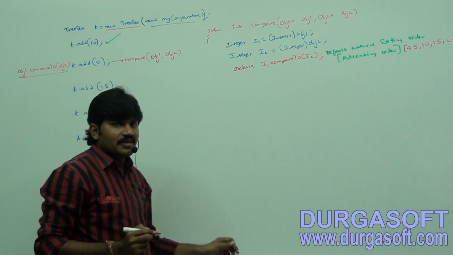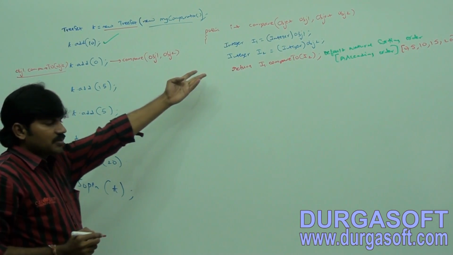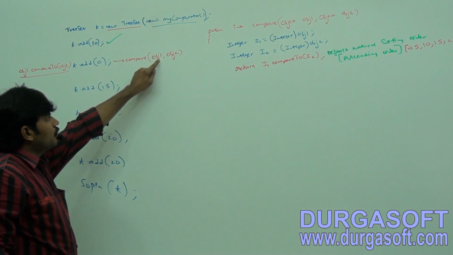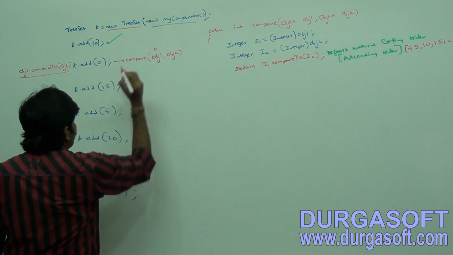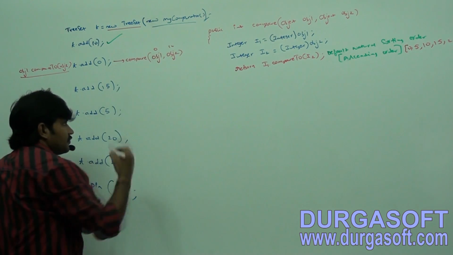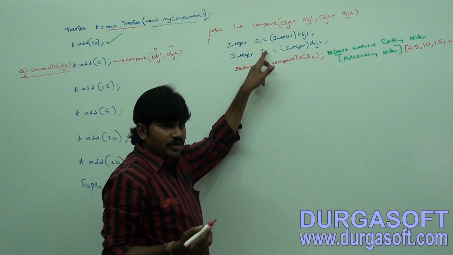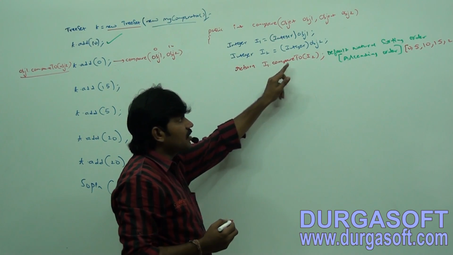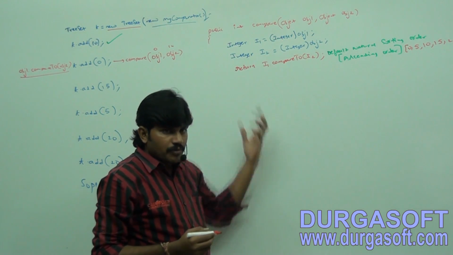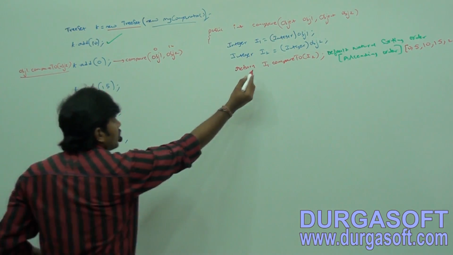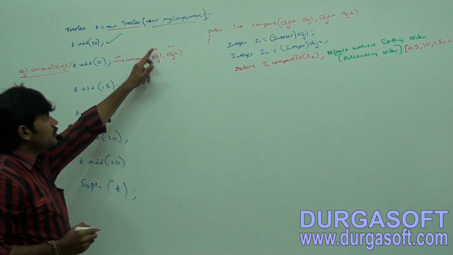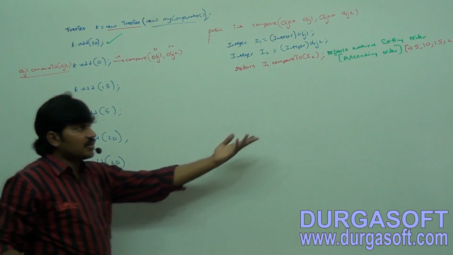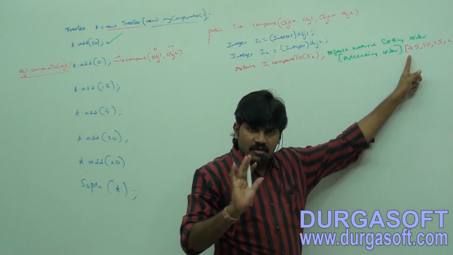JVM is going to call compare of obj1, obj2. Can you tell the obj1 value? 0. The obj2 value is 10. I1 is 0, I2 is 10. Return 0.compareTo(10). 0 should come before 10. Before means negative, so it returns negative. If it returns negative, 0 should come before 10, which is ascending order. Are you able to understand?